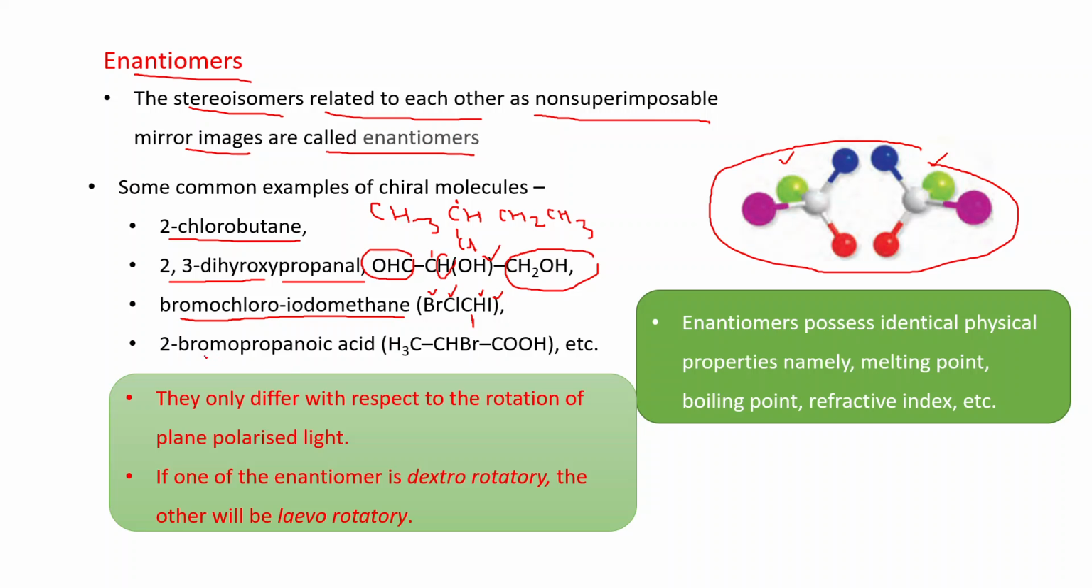Okay, 2-bromopropanoic acid. Again see this carbon. This is 1, this hydrogen 2, this bromine 3 and COOH 4. All are different. Enantiomers possess identical physical properties, namely melting point, boiling point, refractive index, etc. But in what way do they differ from each other? They only differ with respect to the rotation of plane polarized light. If one of the enantiomers is dextrorotatory, the other will be levorotatory.